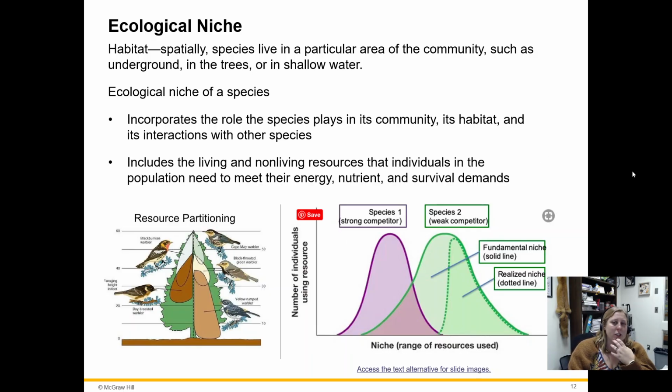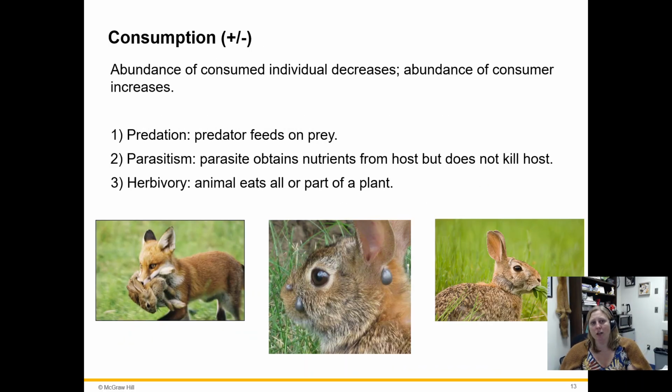After competition, another huge factor in evolution is going to be consumption. Okay, consumption is where we see the abundance of the consumed individual decrease and the consumer increase. What that means is that by consuming, I gain fitness. By being consumed, I lose fitness. And that makes sense to us, right? If I say, okay, but if you die, what's your fitness? Most of you are like, there's no babies, there's no fitness. Absolutely.